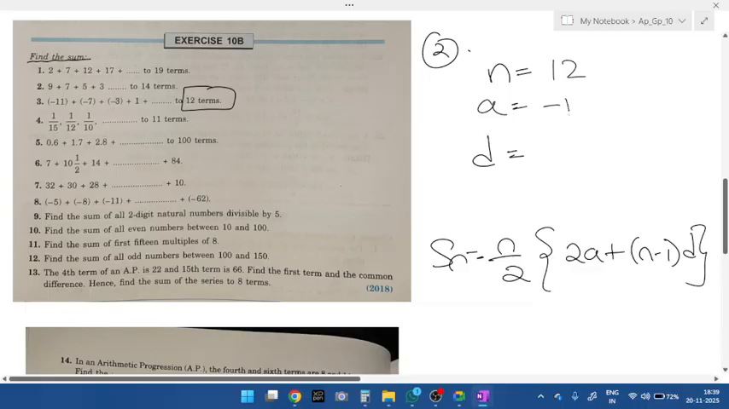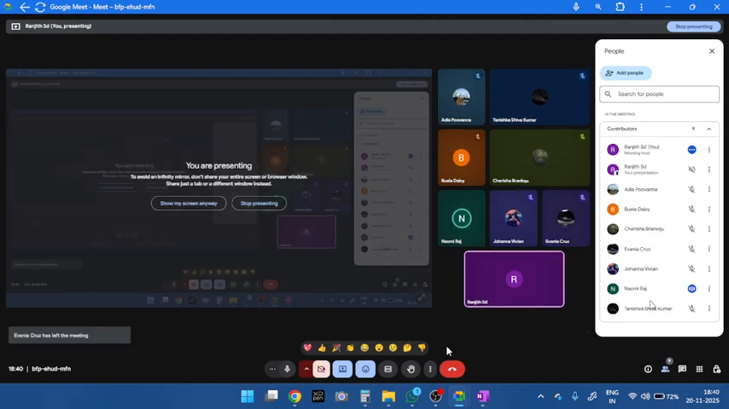A is minus 11. Now, Naomi, tell me the difference. This second term, minus 11 or minus 7. What is A2 minus A1? Tell me, Naomi, what is A2 minus A1?